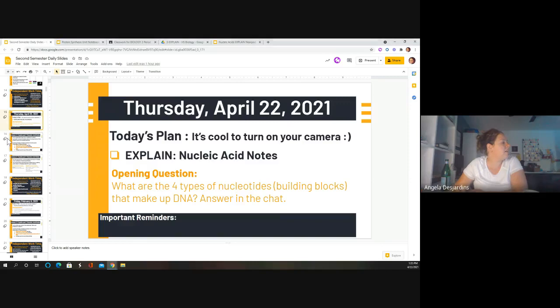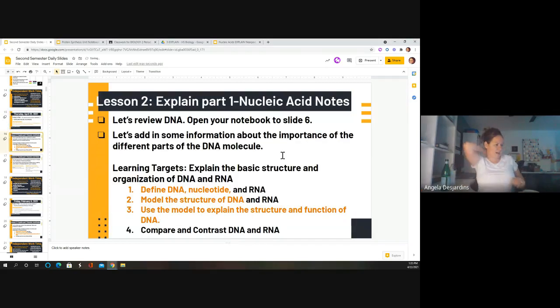For today, we're going to be building off what our goal was yesterday. Our goal yesterday was, can you define DNA, and can you define the word nucleotide? Remember, DNA was the source of our genetic material. Nucleotides are the building blocks of DNA.